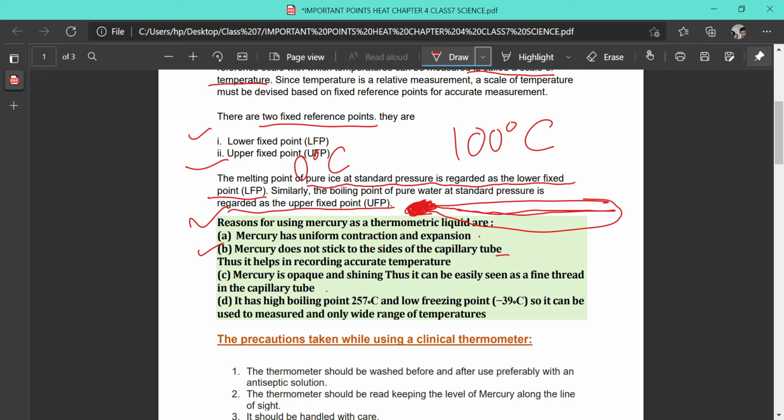Mercury, on the other hand, has a high boiling point, at 257 degrees Celsius, and a low melting point, minus 39 degrees Celsius. So it can be used to measure a wide range of temperatures. So these are all the reasons for using mercury as a thermometric liquid.